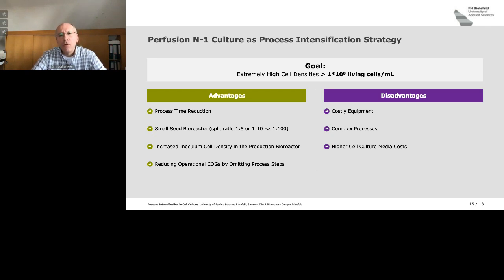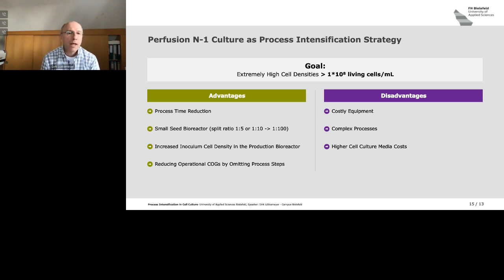The advantage of having so many cells in the bioreactor is that you reduce the overall process time. It's possible to have a much smaller seed bioreactor. The normal split ratio is 1:5 or 1:10, but now it's possible to have a split ratio of 1:100 or even higher. And in addition, if you like, you can inoculate your production bioreactor with a much higher cell density. We did this in the past, and we started with 10 million cells, and we had in the following fed batch 30% more product.